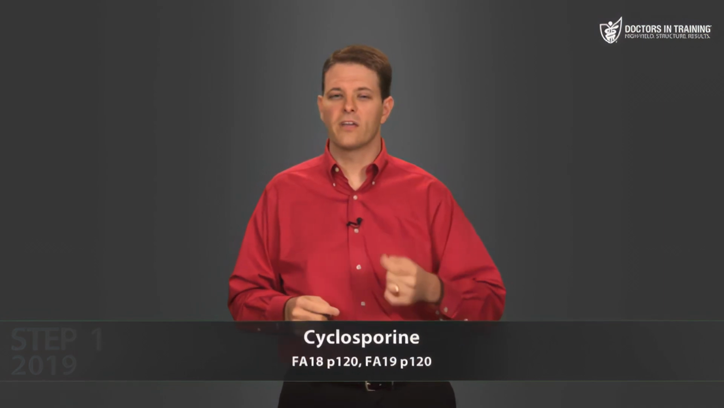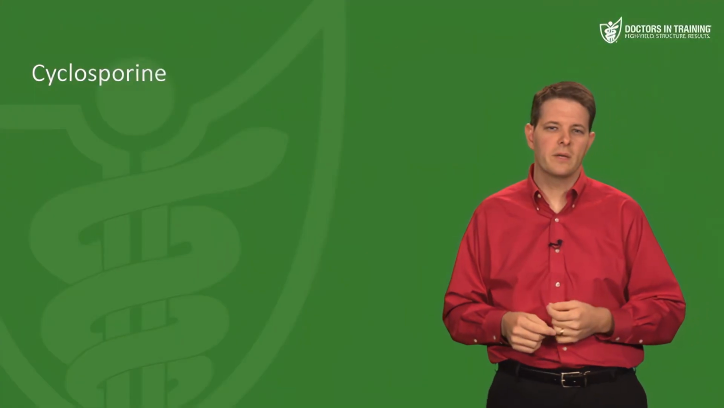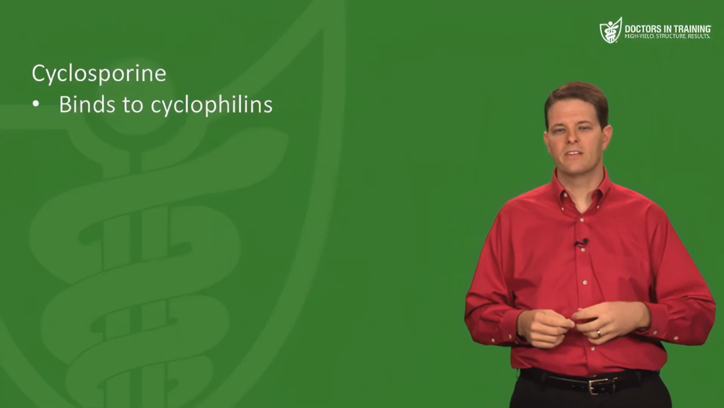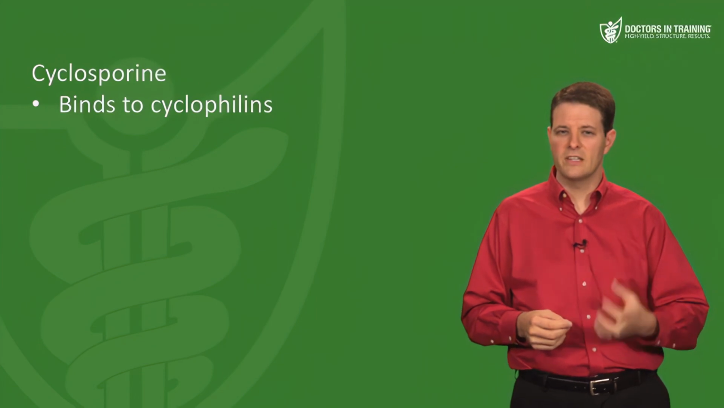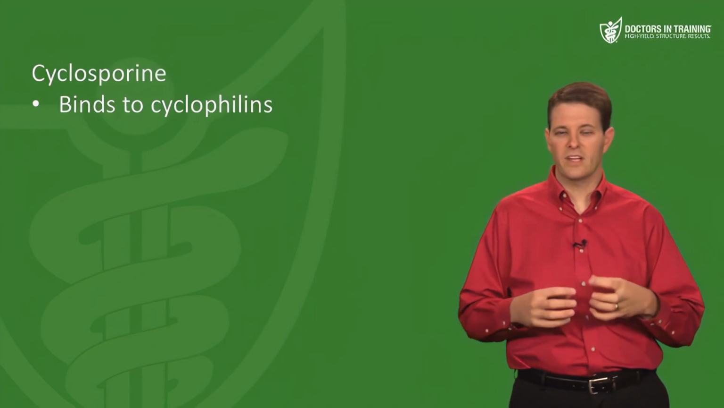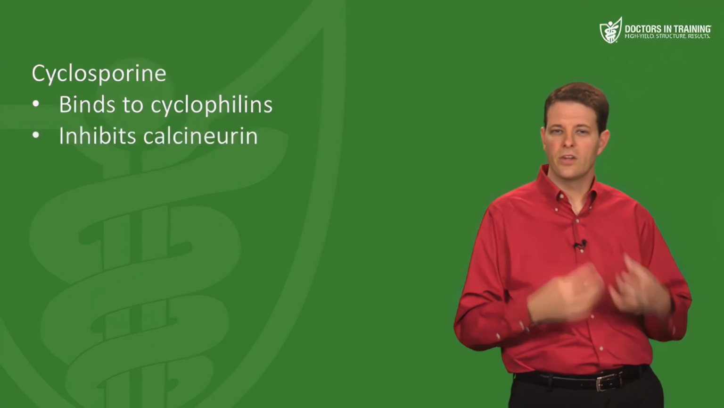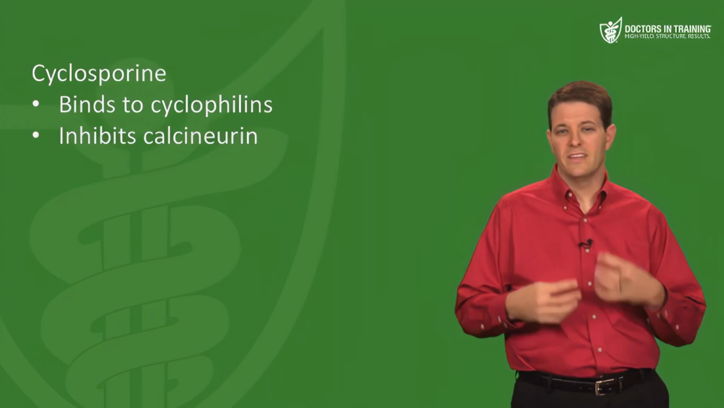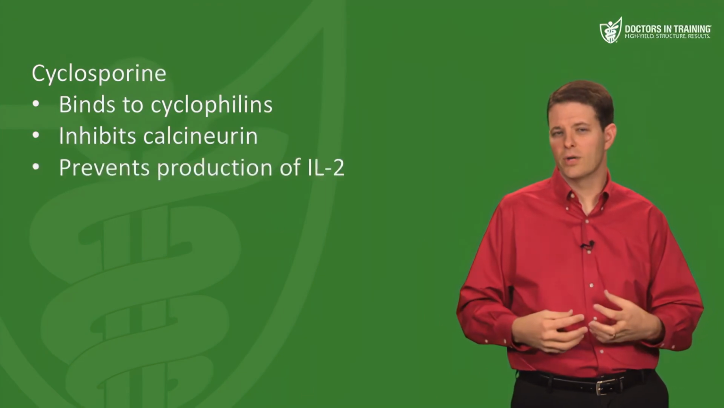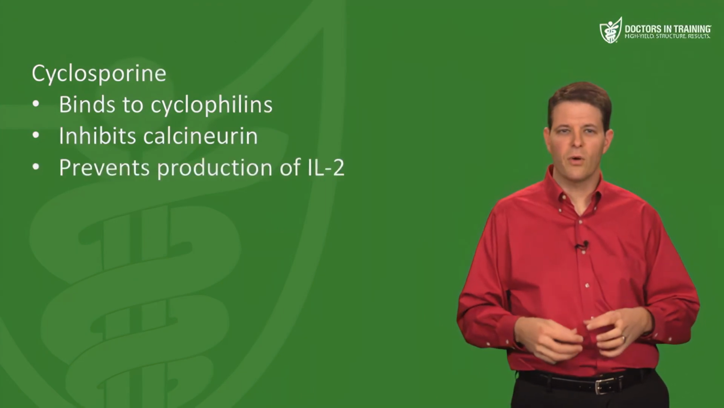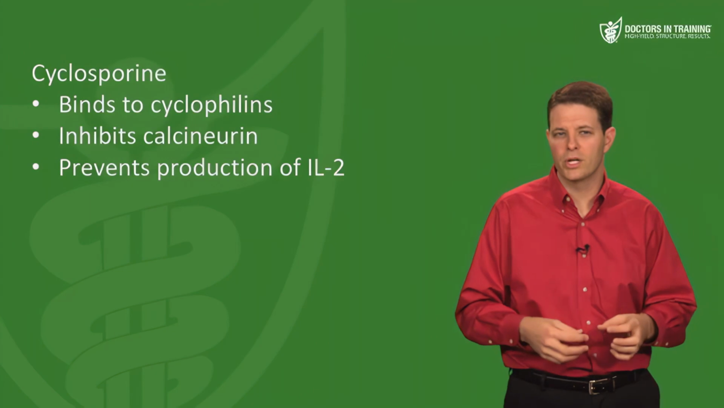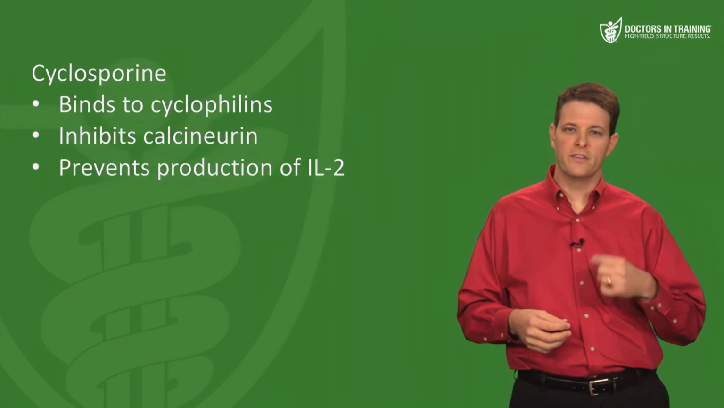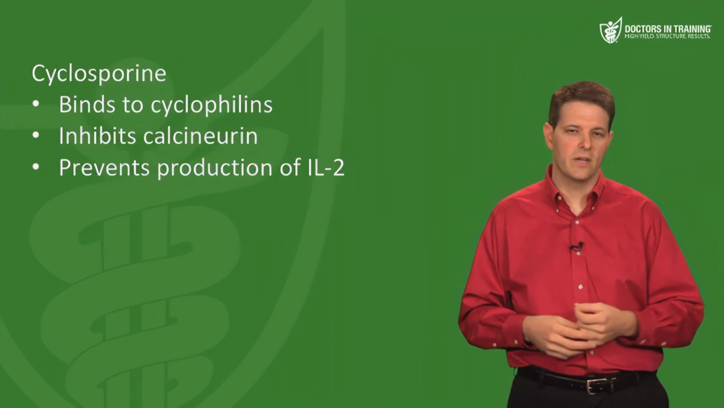So let's start with cyclosporin. Cyclosporin's mechanism of action is that it binds to proteins called cyclophilins in the cytosol of T cells. And then the cyclosporin-cyclophilin complex inhibits calcineurin. And since calcineurin activates the transcription of IL-2, this inhibition of calcineurin prevents the production of IL-2. So cyclosporin is ultimately inhibiting IL-2 production by way of calcineurin, and this disrupts T cell differentiation and activation.